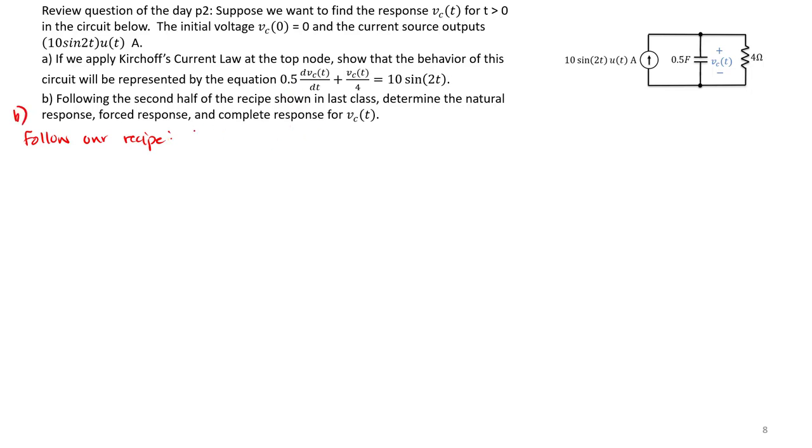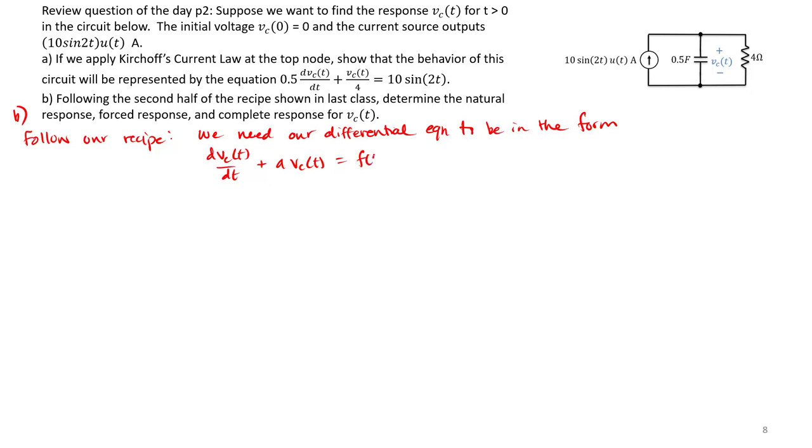we need to get our equation in the desired form. So we need our differential equation to be in the form, you'll remember the form is dVc of t dt plus a Vc of t equals, in this case it'll be f of t, where that is our time-dependent source.